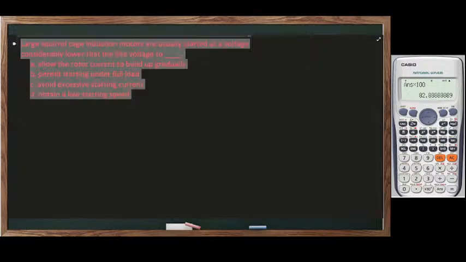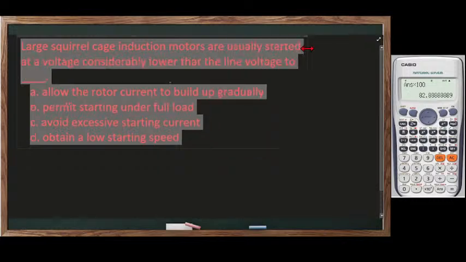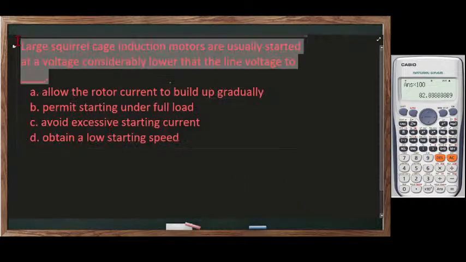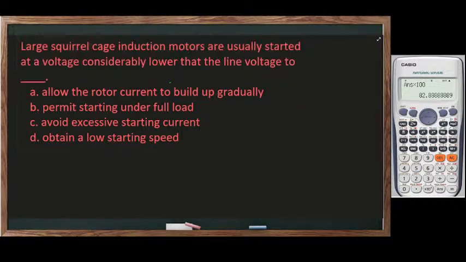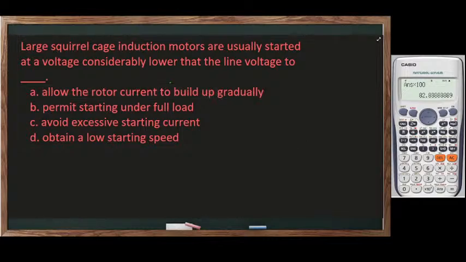Okay, next question. A large squirrel cage induction motor is usually started at a considerably lower than the line voltage to blank. So, ano yung reason? No? So, is it to allow the rotor current to build up gradually? Okay, so that is letter A na option natin. And letter B, permit starting under full load. Letter C, avoid excessive starting current. Or letter D, obtain a low starting speed.